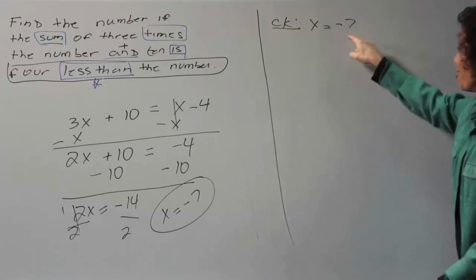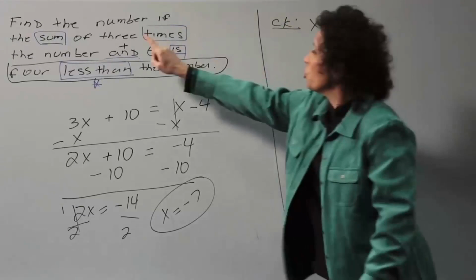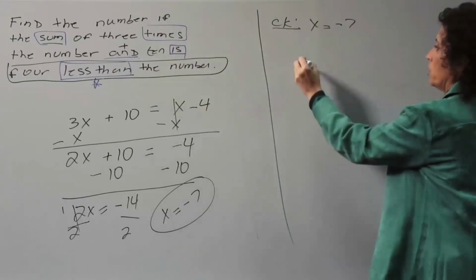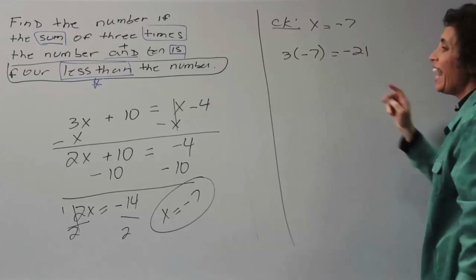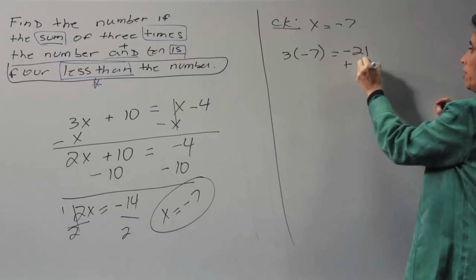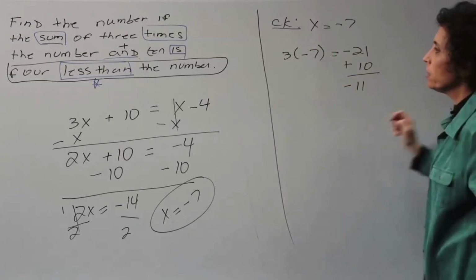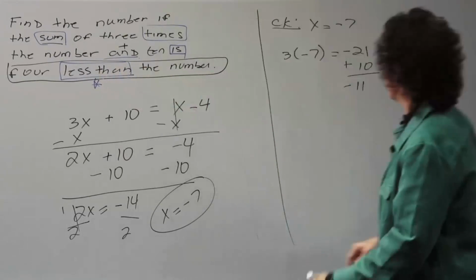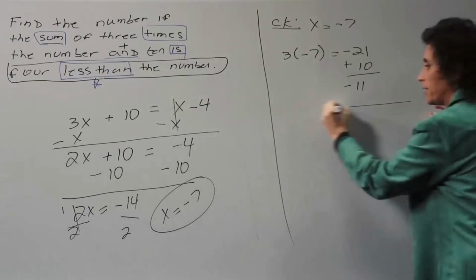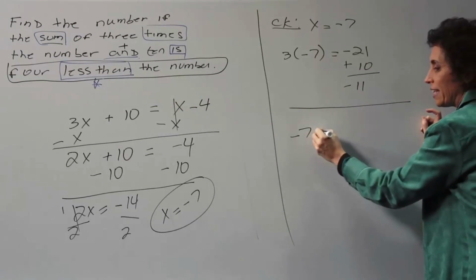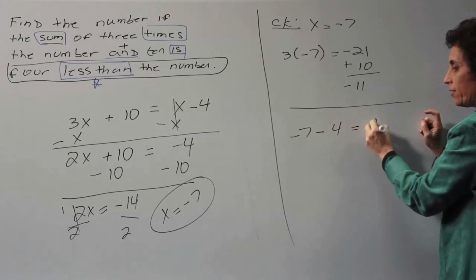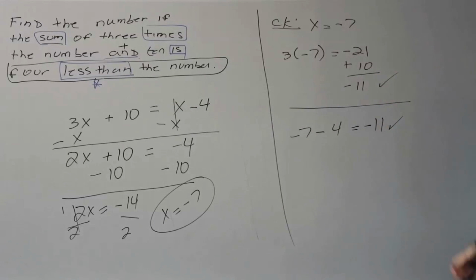I'll forget what the answer is if I don't do that. Okay, the sum of 3 times the number, so 3 times the number, and 10, so we're going to have to add 10, that's negative 11, is 4 less than a number. That's supposed to be 4 less than a number. So let's go back to the number, and this is supposed to be 4 less than that. Well, 4 less than that is negative 11, so that checks out. So we know we did that right.